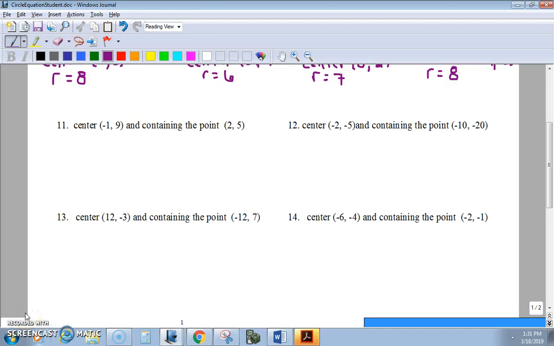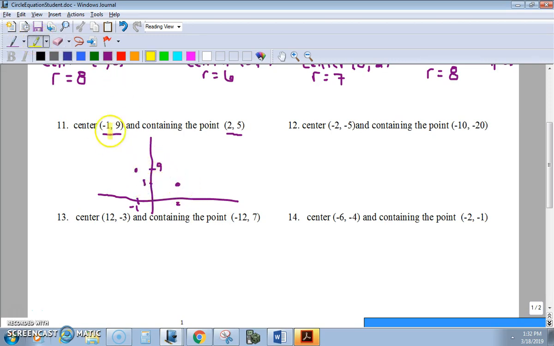Okay, you guys, so this next part tells us what the center is, and then it gives us another point on the circle. So what does that look like? Well, if it gives us the center, and that center is at -1, 9, so this is my center. And it also goes through the point 2, 5, which is over here.